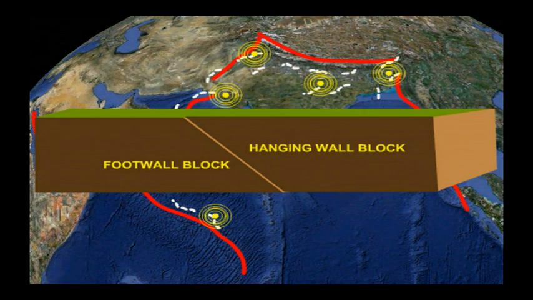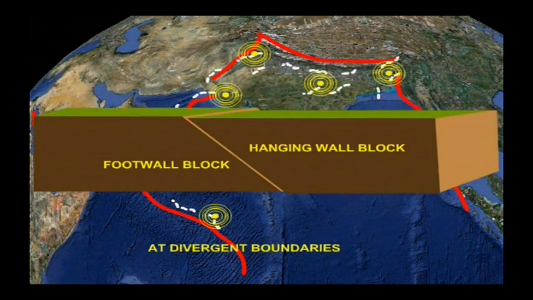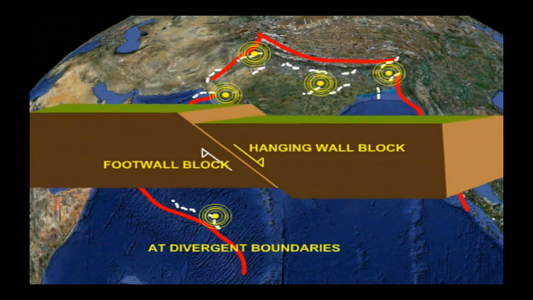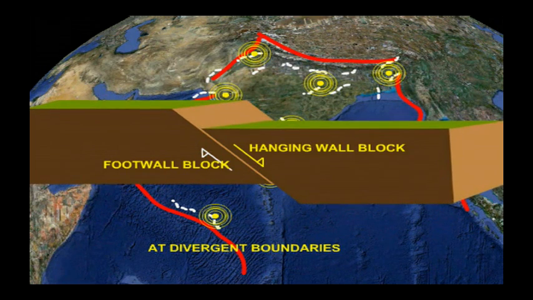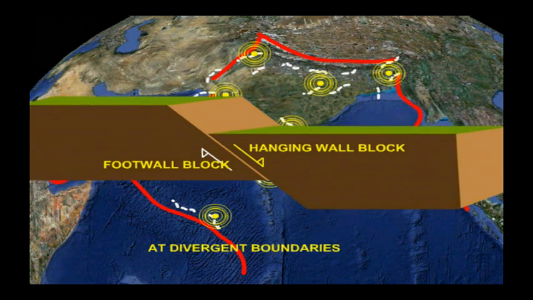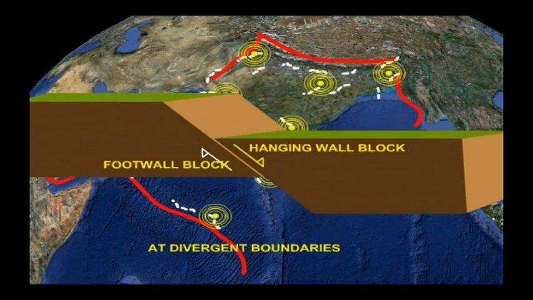Fault behavior depends on the plate boundaries. At divergent plate boundaries, the fault blocks tend to slip away from each other due to crustal extension. This type of faulting behavior is called normal faulting.